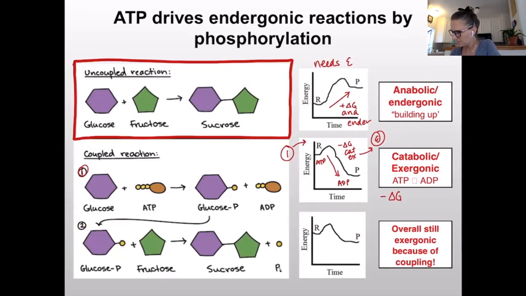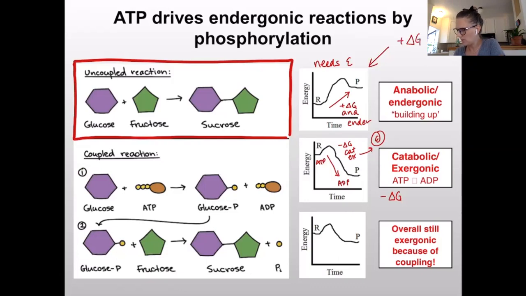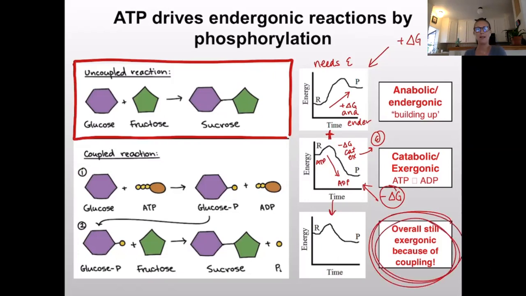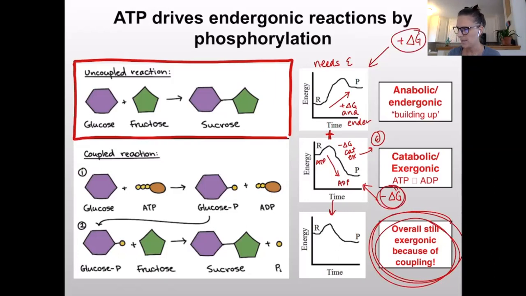I'm going to erase those 1s and 2s. I think they're a little confusing. So we have this first one here that is highly positive delta G. We have this one here, which is highly negative delta G. When you add those two together, you get an overall exergonic reaction, right? And that is because of this coupling. So if you add together this negative delta G and this positive delta G, the reaction is still going to be a negative delta G, and it's going to be spontaneous, although it's not nearly as exergonic as that middle one.